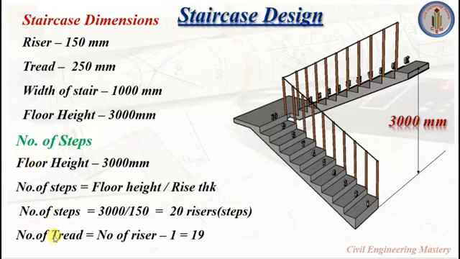Next, coming to the number of treads. Number of treads is equal to number of risers minus 1, which is 19, because the last tread is going to connect with the slab. So that is why we are taking number of risers minus 1. So which is the number of treads.